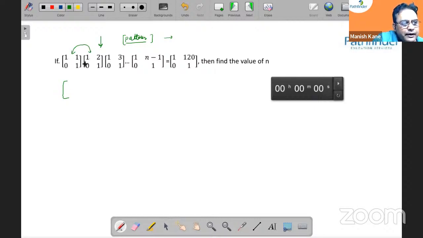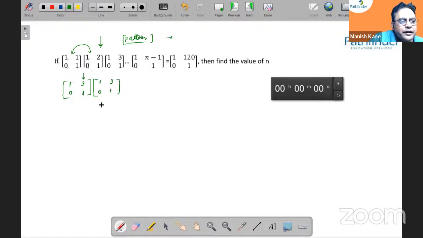So 1 ones are 1 and 1 zeros are 0. So this element remains 1. What about this element? 1 twos are 2 plus 1, 3. This element becomes 3. 0 into 1, 1 into 0. This element remains a 0. 0 into 2 is 0. 1 into 1 is 1. So you see that 1, 0, 1 has retained. The only element that has changed is this. It is giving me a clue, but it is still not answering my question because I have to do the same operation n minus 1 times. So let me multiply one more time.